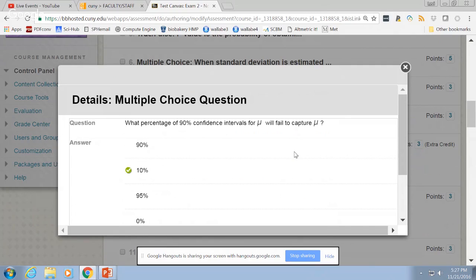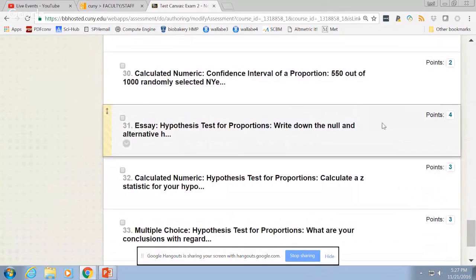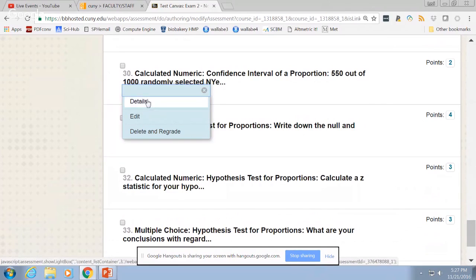There was a request from online to look at question 31. Let's see. Oh yeah, this one.